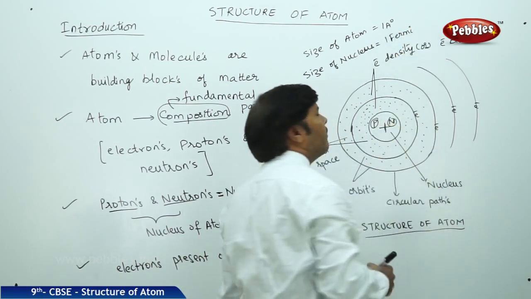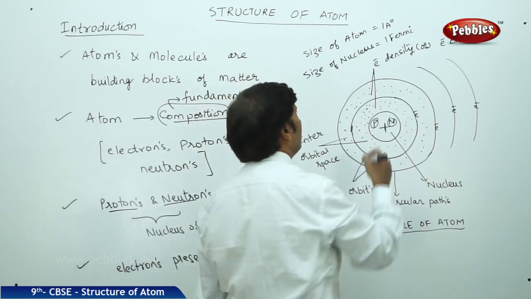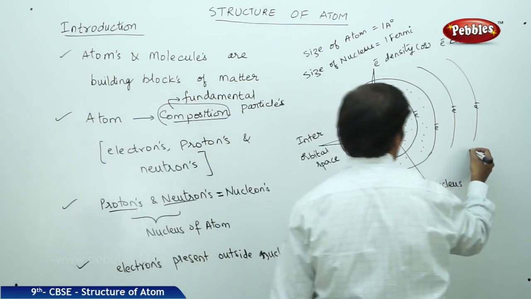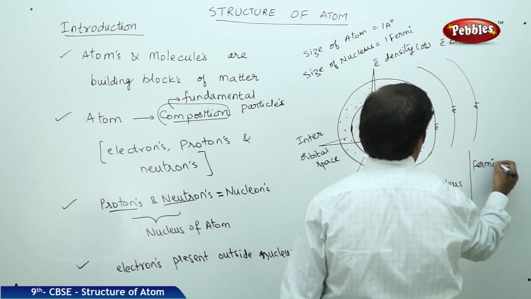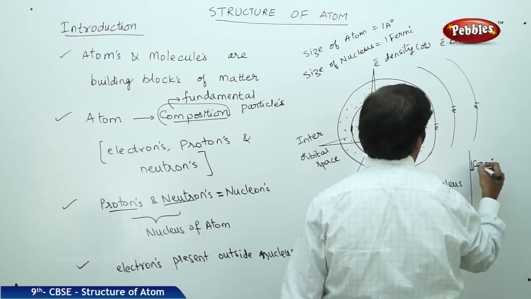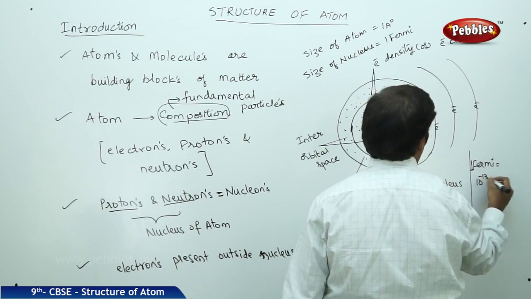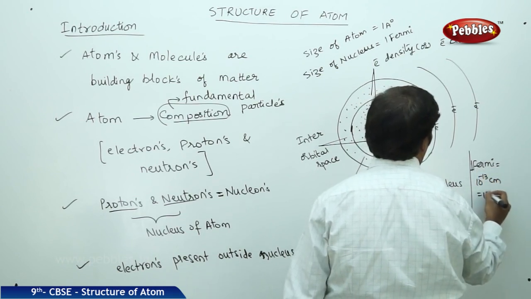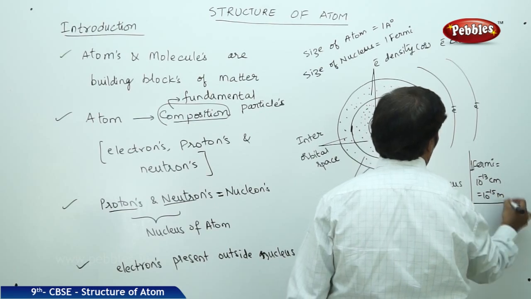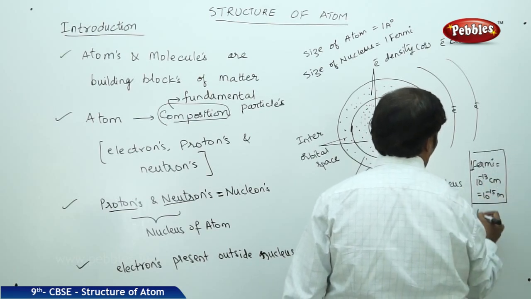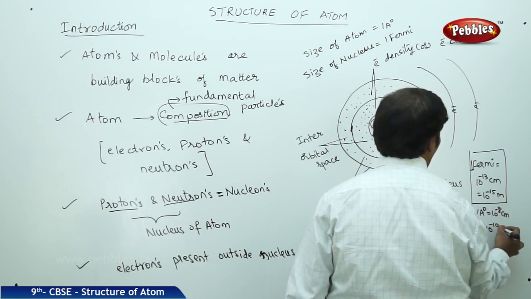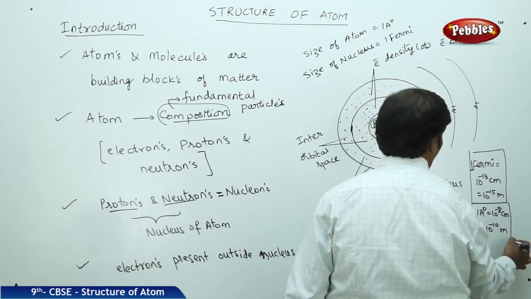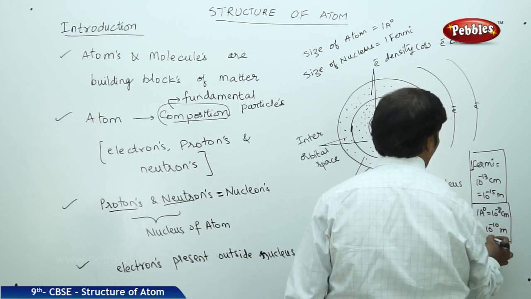The size is 1 Fermi. 1 Fermi is equal to 10 to the power of minus 13 centimeter, or 10 to the power of minus 15 meters. 1 angstrom is equal to 10 to the power of minus 8 centimeter, which is equal to 10 to the power of minus 10 meter. Sometimes 0.1 nanometer also you can take.